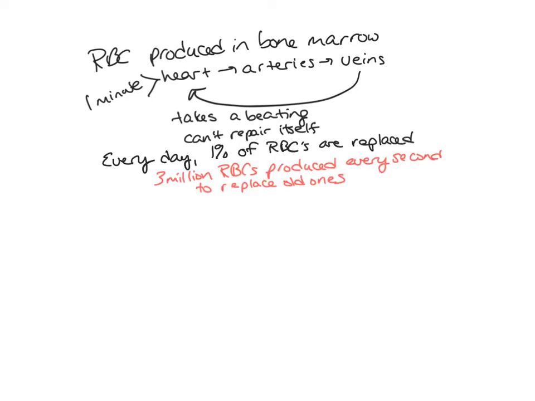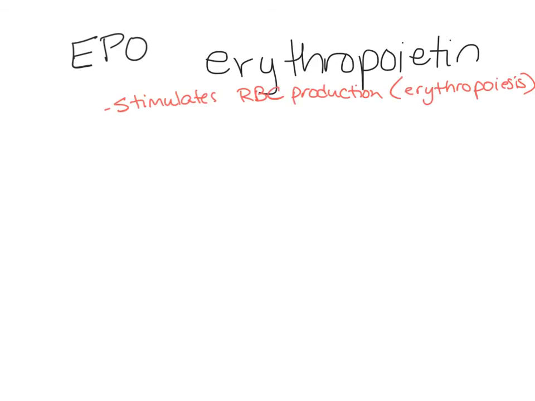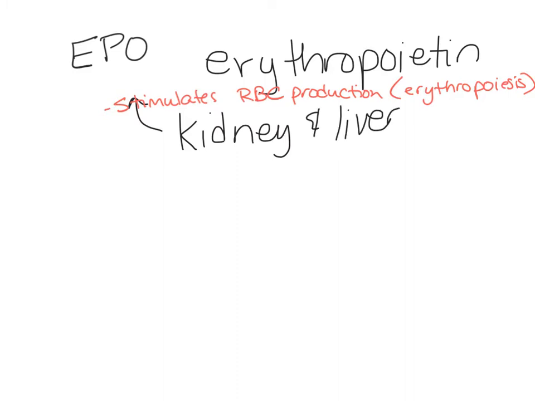What we do need to know, though, is the process of red blood cell production, and we need to know the hormone that is going to control this. Erythropoiesis is stimulated by this hormone called erythropoietin. Erythropoiesis is the production of red blood cells. EPO is secreted by the kidney and the liver. EPO is also stimulated by testosterone.